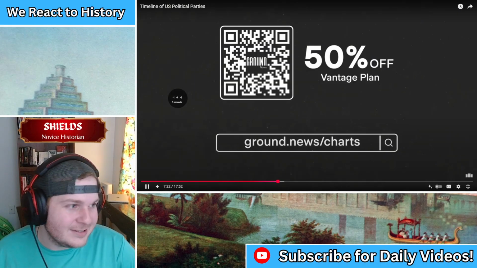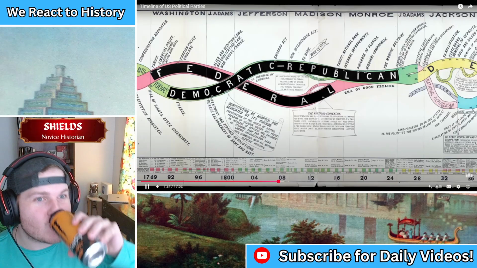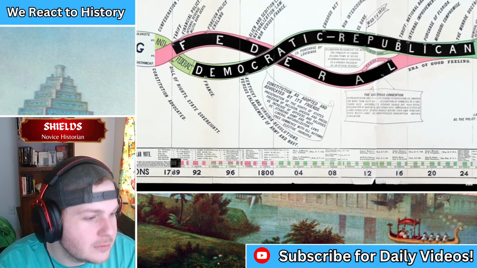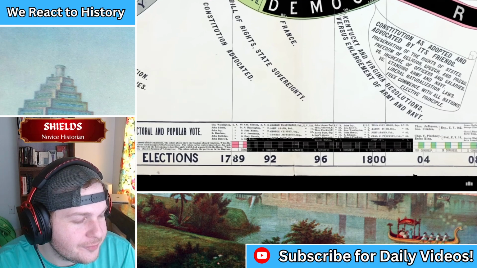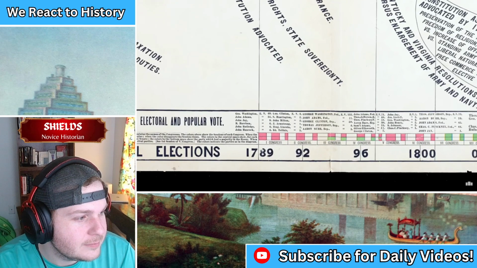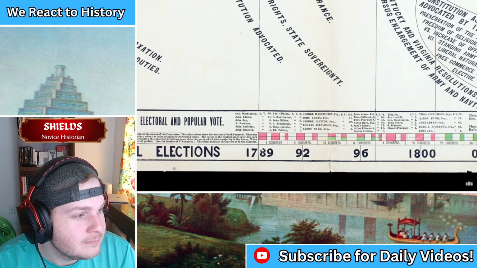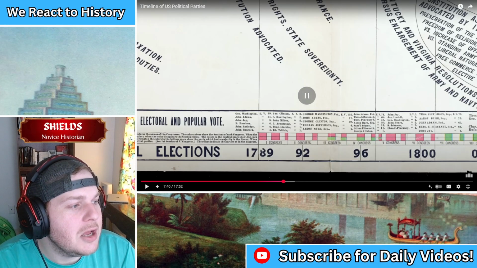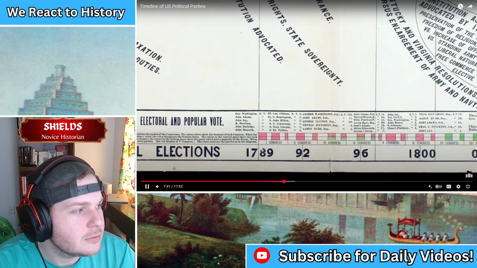Now, this timeline of U.S. political parties. Before we move on, I also want to point out this part of the chart down here, where you can see a bunch of little pink and green squares. This shows which party controlled Congress, with the top square representing the Senate and the bottom square representing the House. Okay. So that's pretty cool.